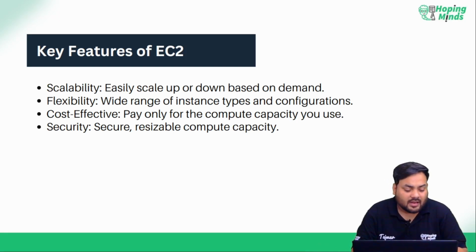Then we have security. It is secure: when we talk about the whole AWS cloud, it has some of the best security practices. Then it has resizable compute capacity. If you want 2 GB of RAM, you can configure that, and if you want 16 GB of RAM, you can get that as well, but you pay accordingly, based on how much you actually use.